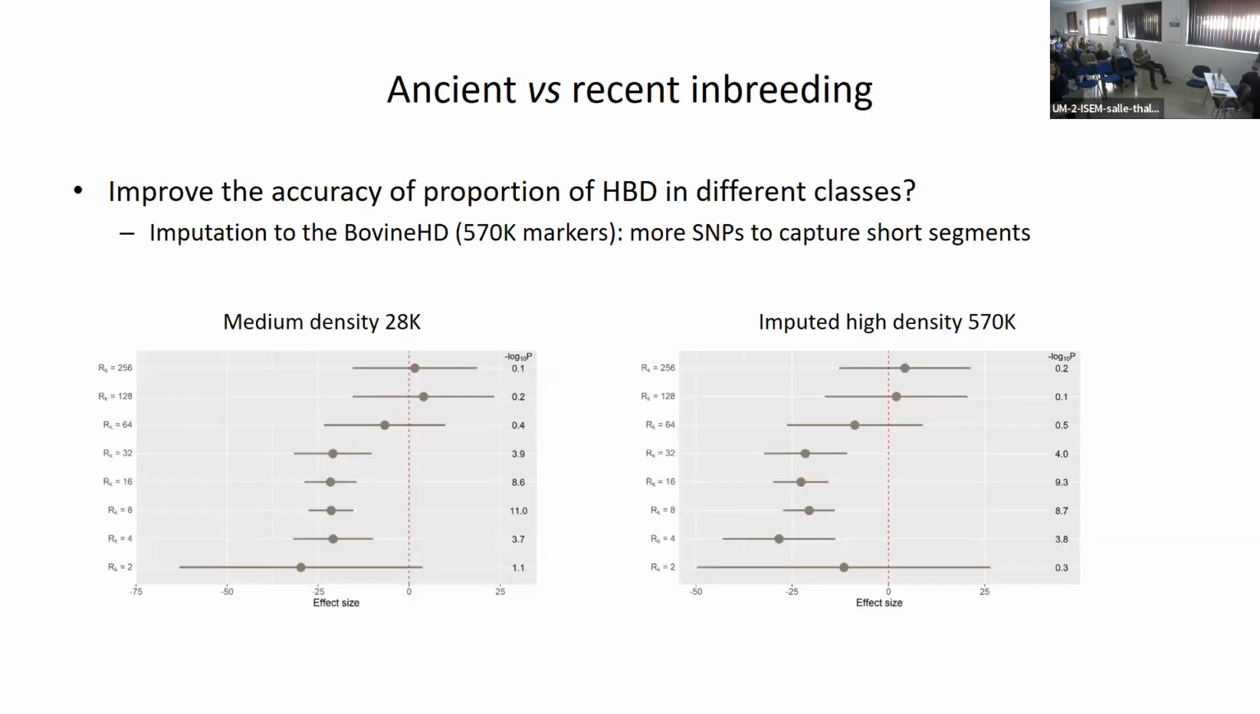We did a second thing to try to improve our analysis. We thought that in these classes, 128, 256, I think we would get like 4 or 8 SNPs per segment, and we might not estimate this very precisely. So we wanted to bring more markers, and this was done by imputing to the bovine HD, which is 20 times more markers, and we obtained the same results, which is quite good.